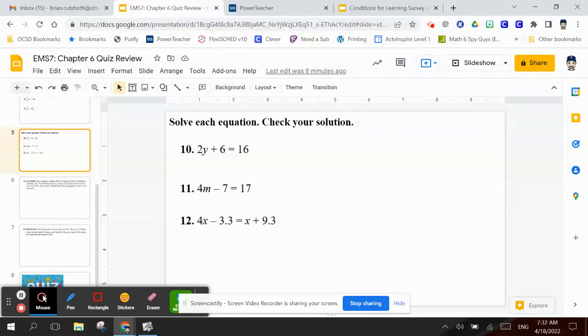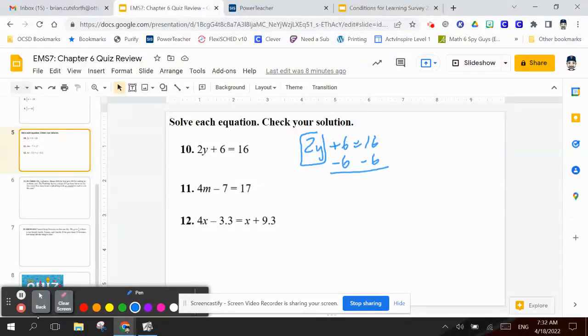10, 11, and 12 are all two-step equations that you have to solve, but we do this the same way. Number 10, I have 2 times y plus 6 equals 16. So I want to get my variable by itself, so I have to do the opposite of plus 6, which is to subtract 6 from both sides. 6 minus 6 is 0. I'm left with 2y equals 16 minus 6, which is 10.